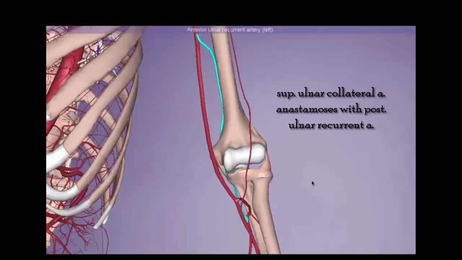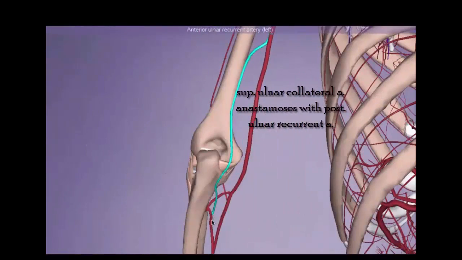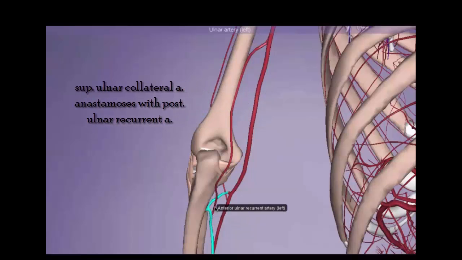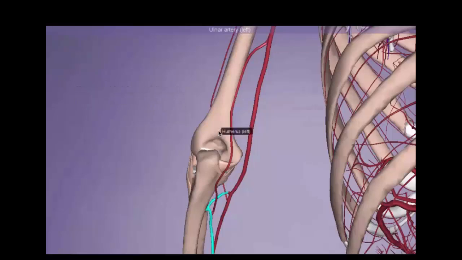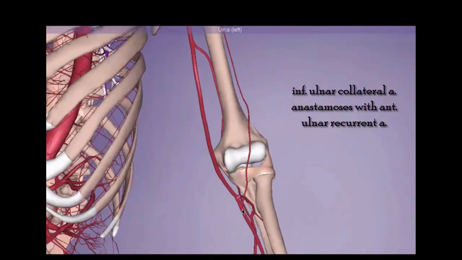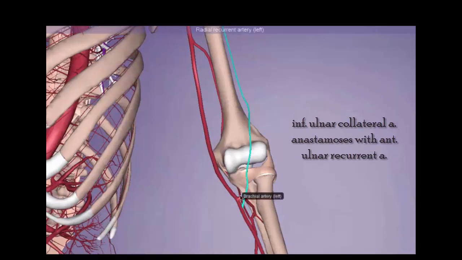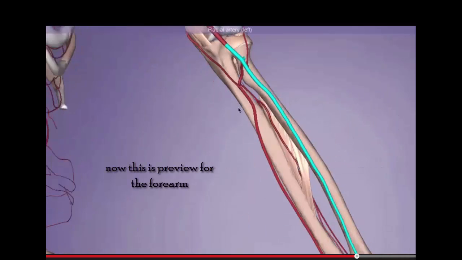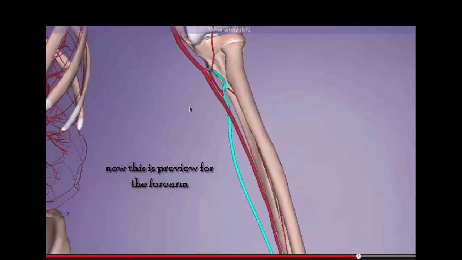Not that bad though. Important, the superior ulnar collateral artery will then anastomose down here with what is called the posterior ulnar recurrent artery. And then there's also an anterior ulnar recurrent artery which anastomoses with the inferior ulnar collateral artery. Here's the radial artery on the radius and the ulnar artery on the ulna.